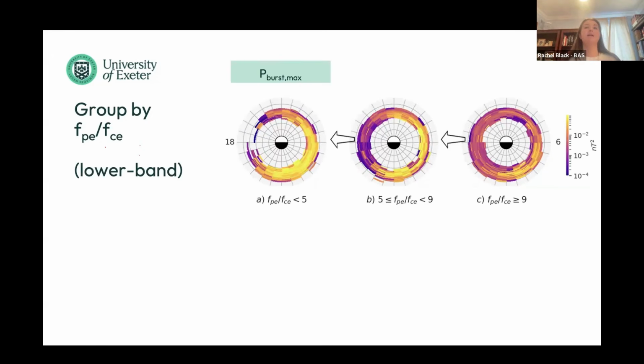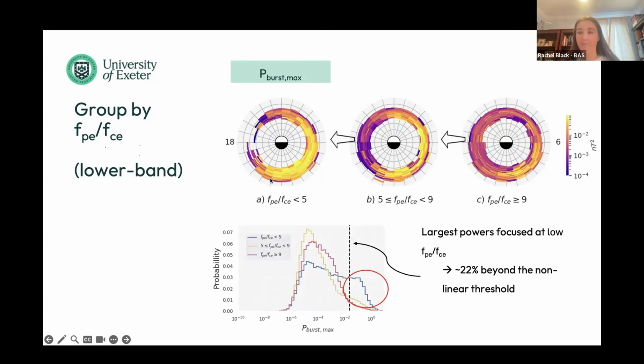If we now take the same two statistics but separate them by the ratio of plasma to gyro frequency, we see the opposite relationship: as we go down in the ratio, we see larger average powers. And again, these largest average powers are focused within this low fp over fc ratio, and essentially all of the chorus waves that exceed our nonlinear threshold are within these conditions.